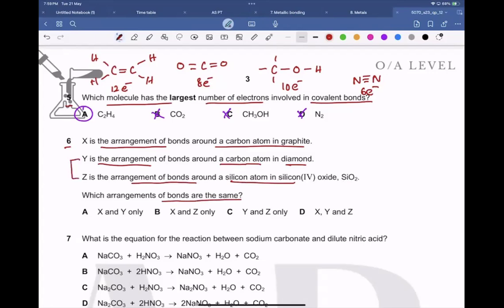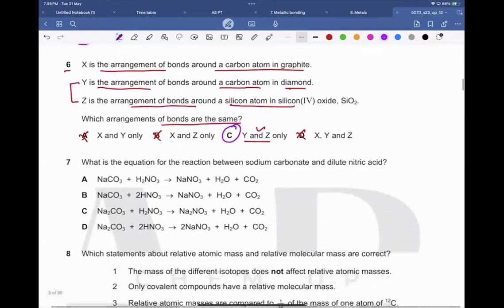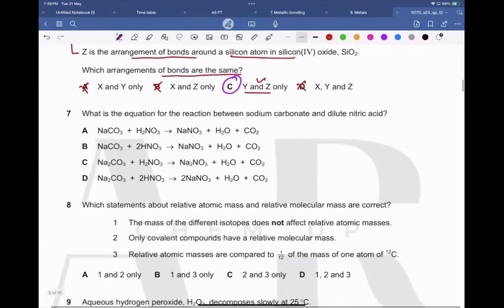So we know Y and Z have the same arrangement and X is different, right? So Y and Z only. This one is correct. So A, B, and D go wrong, and C is your correct answer. Is this clear? Now question number 7.